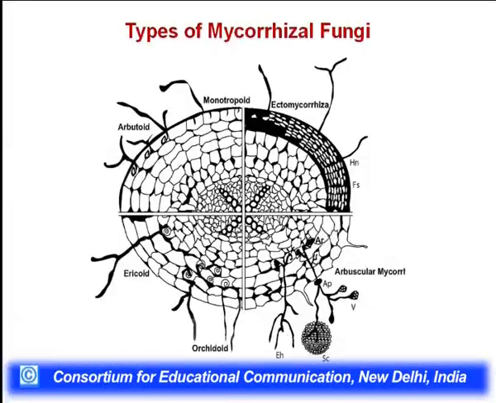So, first let me explain how many types of mycorrhizal associations are existing in nature. With the help of this photograph, I want to explain that so far, 7 different types of mycorrhizal fungi are existing in nature. For example, ectomycorrhiza or ectomycorrhizal fungi, or vascular mycorrhiza, orchidoid mycorrhiza, ericoid mycorrhiza, arbutoid mycorrhiza, and monotropoid mycorrhiza. And one more mycorrhiza which is not given here is ectoendomycorrhiza. So, in this way, 7 different types of mycorrhizal fungi have been reported in nature.